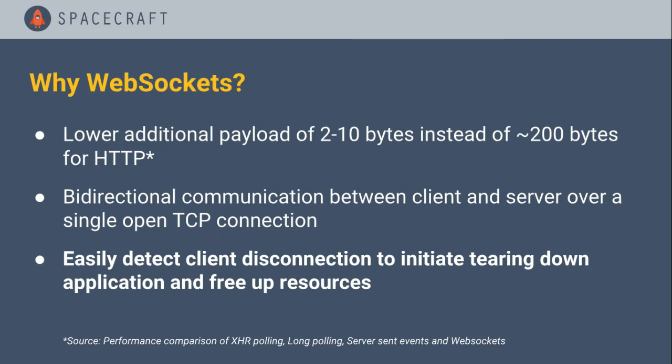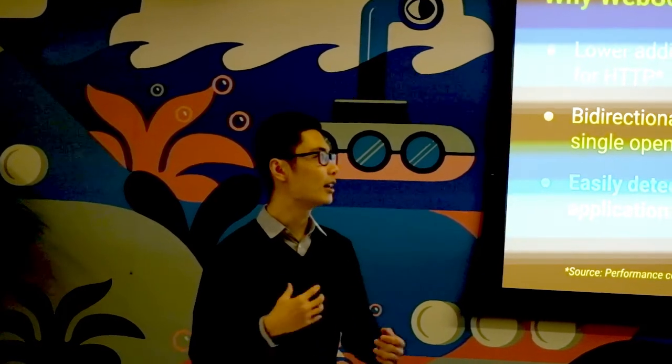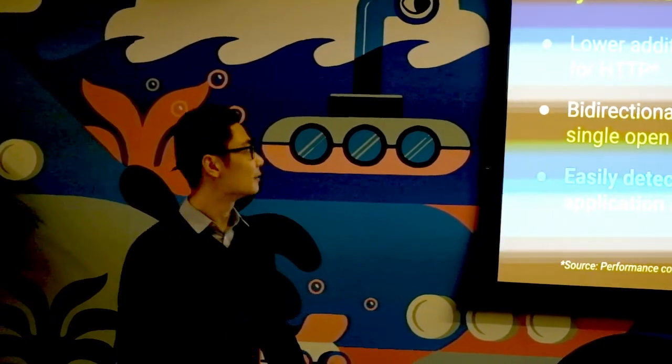Lastly, and the most important point, is that we can very easily detect a client disconnection. When that happens, we want to initiate teardown and shut off our application so that we can free up resources. With HTTP, although it's possible, it's more difficult to do so, as we have to have the client continuously ping our server, which may cost a lot of bandwidth.